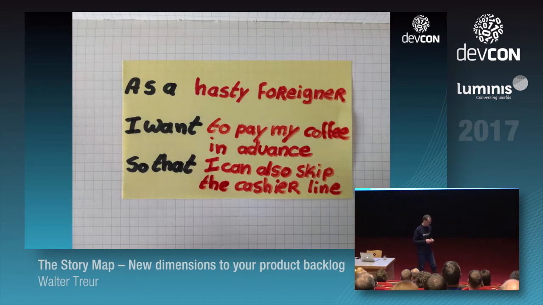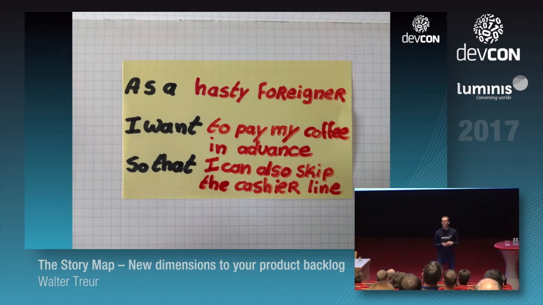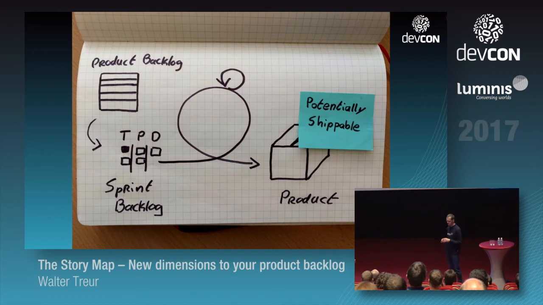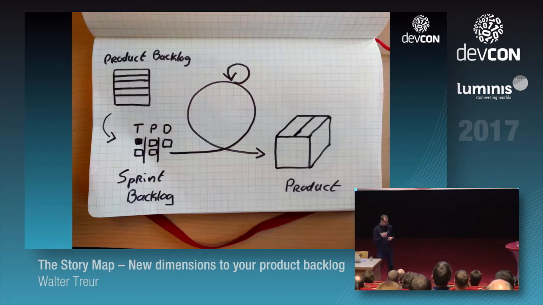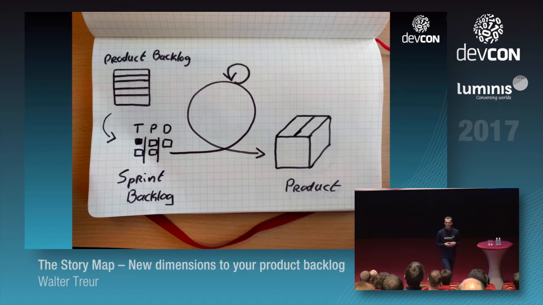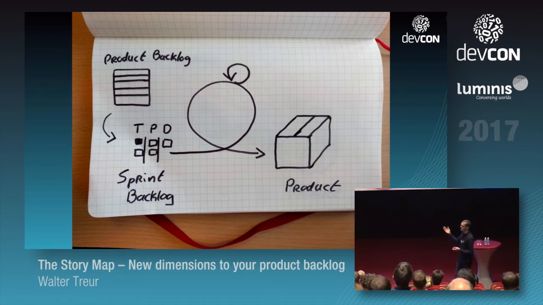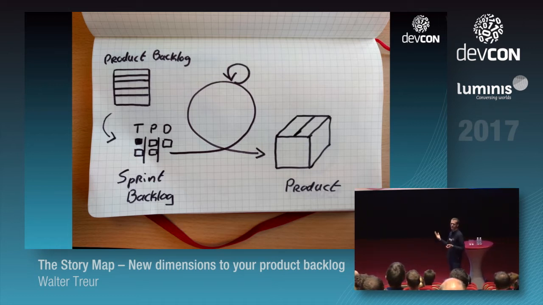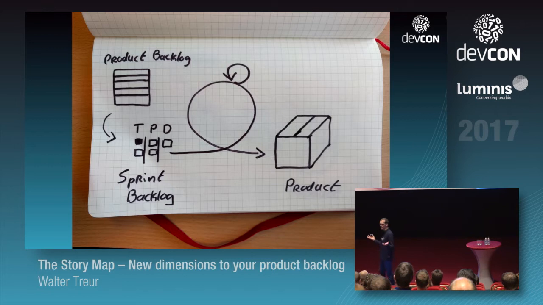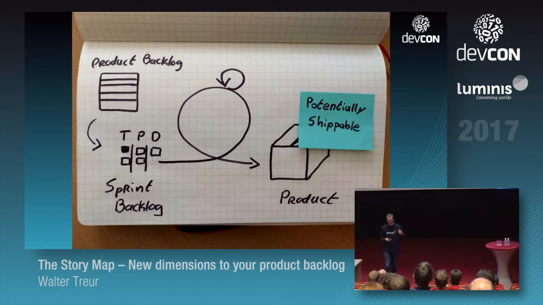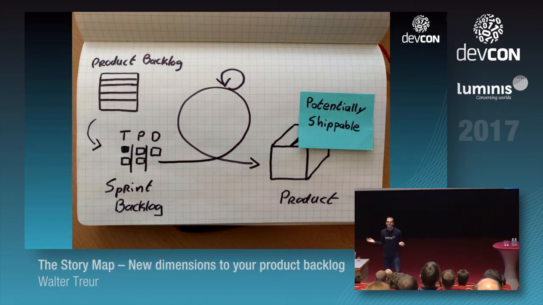So what would happen if we put that into your typical Scrum process? You would put it on your backlog, right? You grab one or two stories depending on the capacity of your team, put it on your sprint backlog, start working on it, and at the end you have your, as I spotted already, potentially shippable product.